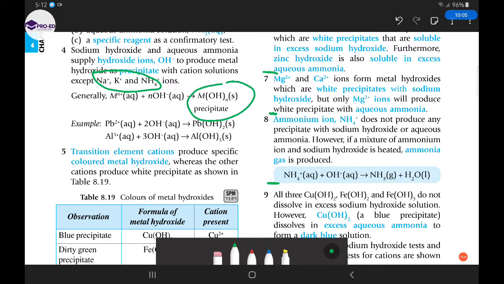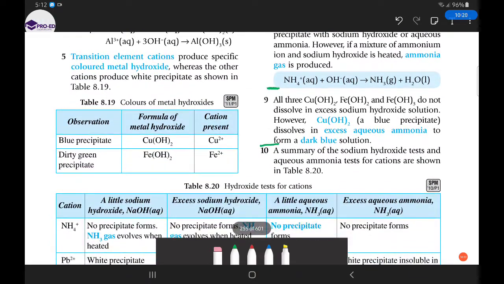Any other hydroxide will form a precipitate, most of the time white, and in special cases where it's transition elements, it will form a colored precipitate, which we're going to see now. Don't worry, we will be summarizing this as we go. So let's go to number 5.